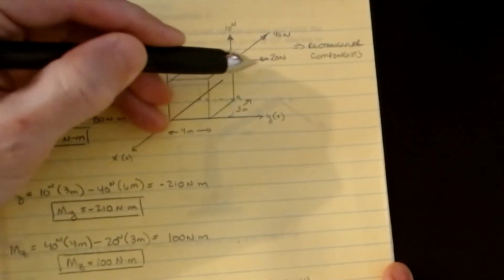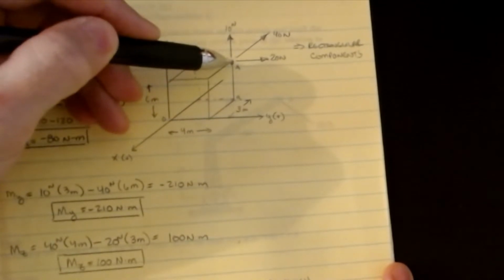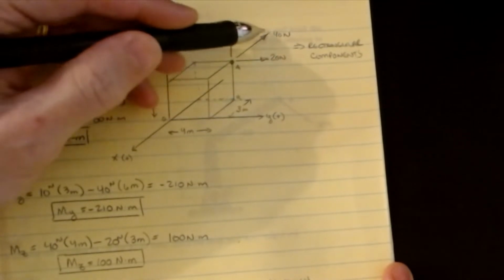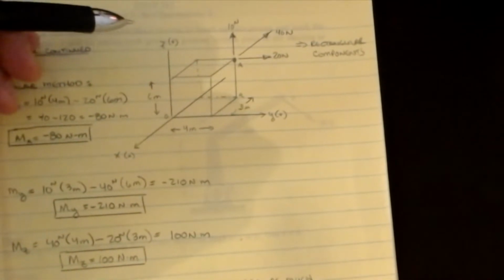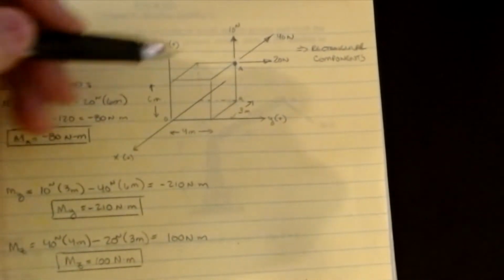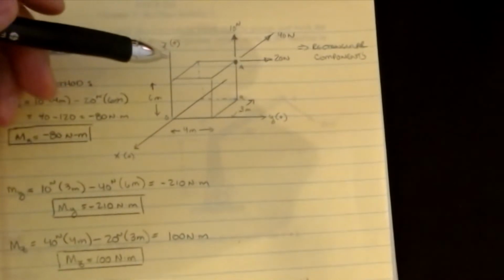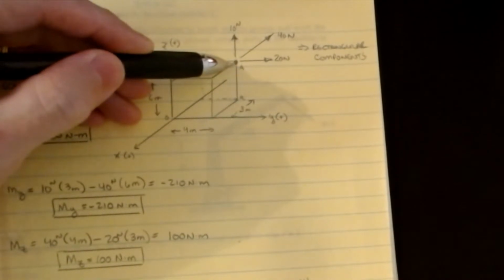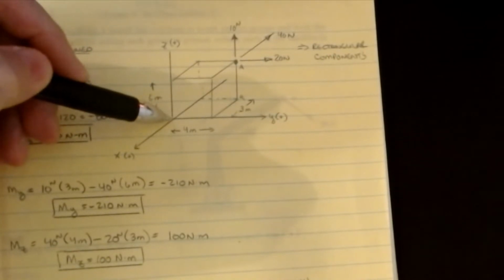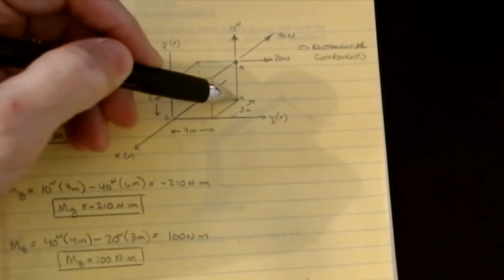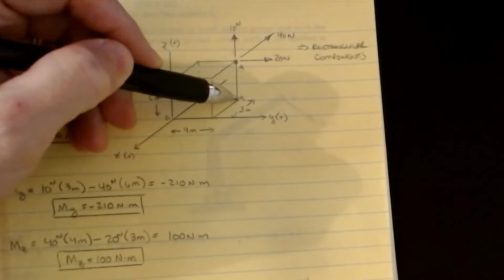Okay, so it's 200 newtons in the positive y direction, it's 40 newtons in the negative x direction, and it's 10 newtons in the positive z direction. And each one of those is going to cause a moment about a particular axis. Now this point is out in space. It's not over any of the axes. So point A can be said to be minus 3 meters from the origin.